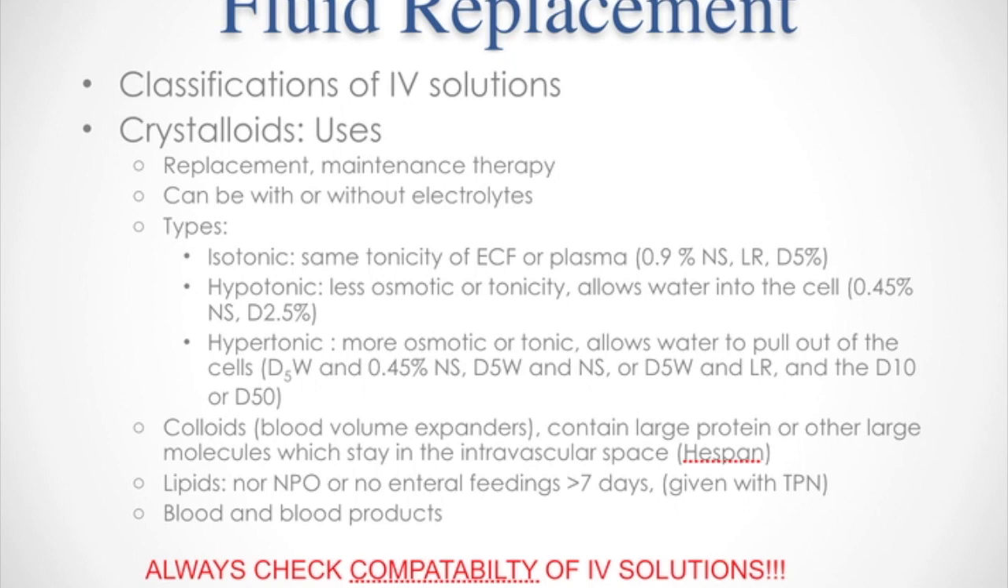And then lastly, there's blood and blood products. Blood products can include things like red blood cells, platelets, plasma, and cryoprecipitate. And for any type of IV solution, you always check the compatibility prior to starting an infusion.